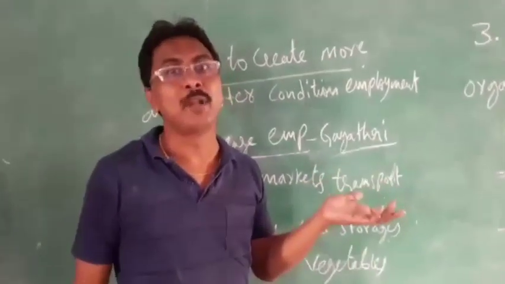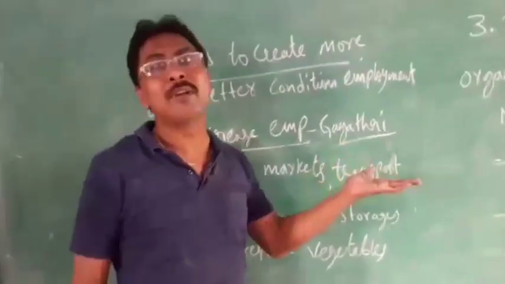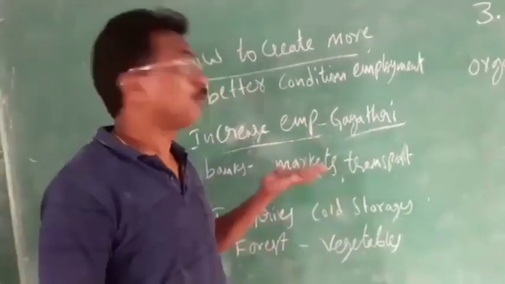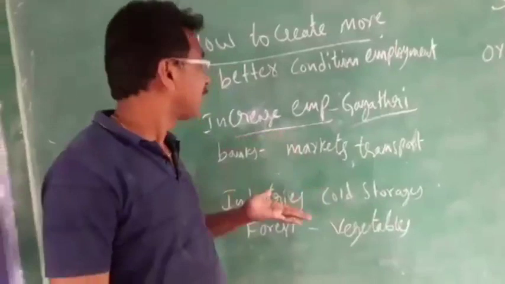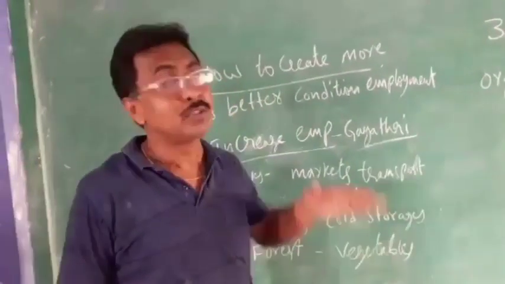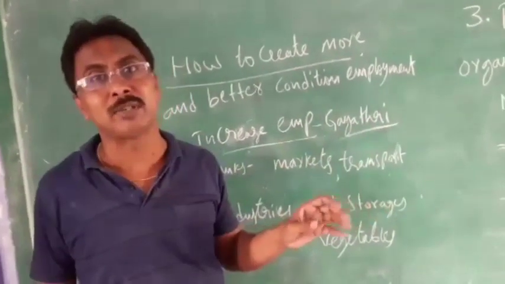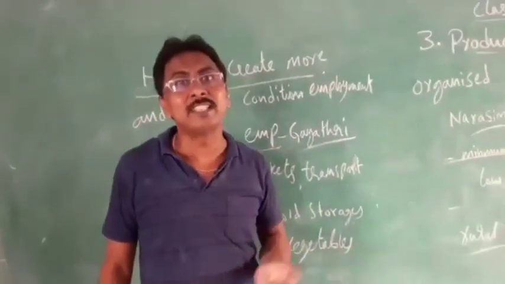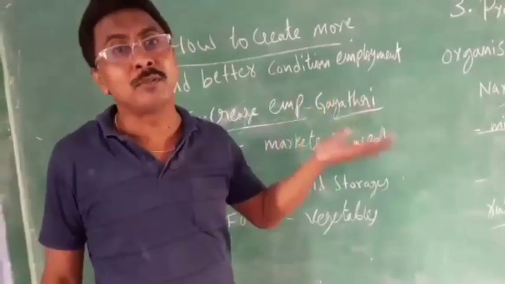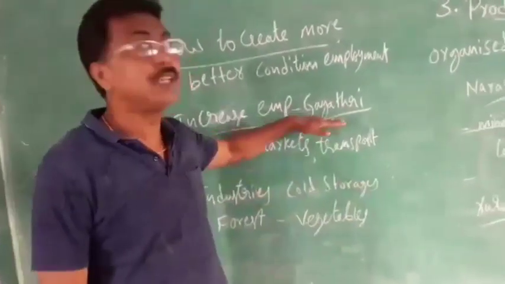We should increase the employment. Why? Because these people are unemployed. In Gayatri's family, 4 members are there. So the government should increase the employment. How? First of all, they should give loans to the agriculture farmers. If they give loans, the farmers will purchase pesticides, fertilizers, seeds, and they should also give loans for electric pumps, borewells, and tractors, so that they can raise 3 crops.